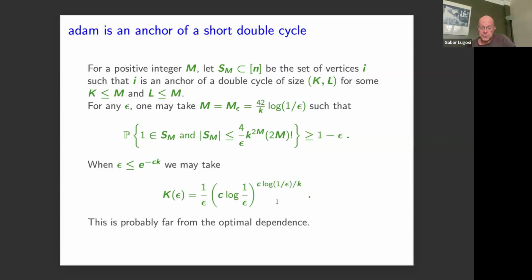Now this is much worse than what we had before, because we have log 1 over epsilon raised to the power of log 1 over epsilon, which is much bigger than any power of 1 over epsilon. So it's really worse. But this is the best we have for this really simple model.